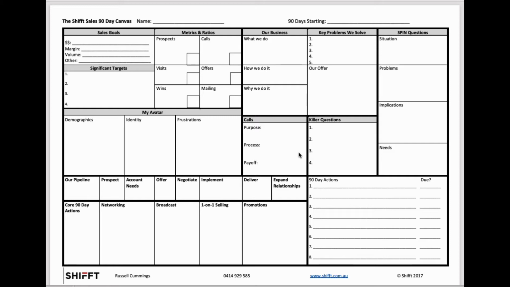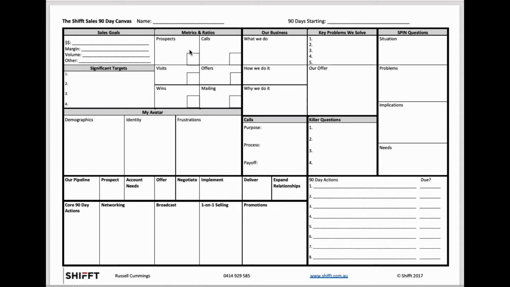Now, there's obviously a lot of thought and effort that goes into filling out each of these boxes. And for some of you, you won't need to fill out all of the boxes. But let's just take you through what some of those boxes might look like. Start up on the top left hand side. What are your sales goals? Do you have a dollar figure? Is there a margin? Is there a volume target? Are there any specific sales goals you have? Are there any significant targets that you need to meet that could be geographic or something else that aren't related to dollars? Pick up 5 new clients, that sort of stuff. So just think about your sales goals and targets.